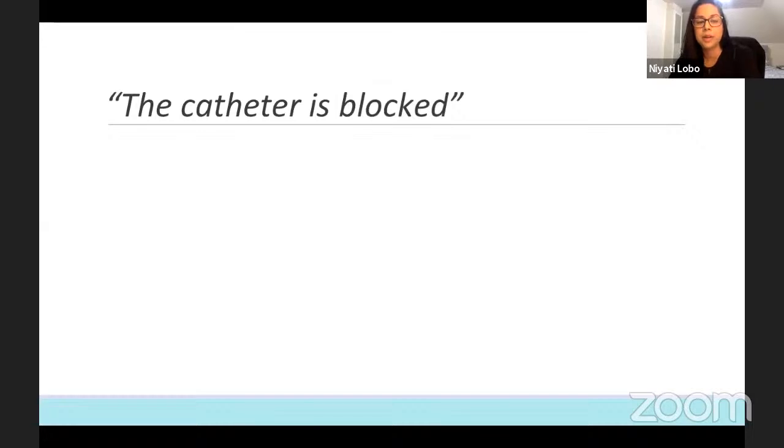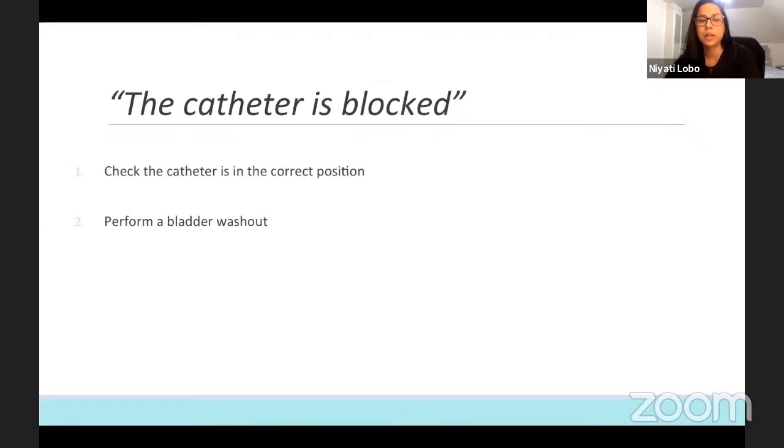Okay, another problem, the catheter is blocked. You need to approach this in a stepwise format. First of all, make sure your catheter is in the correct position. You should be able to push the catheter in all the way to the hilt. If you've got a really long length of catheter lying outside the penis, that catheter is not in the correct position at all. It's slipped out.